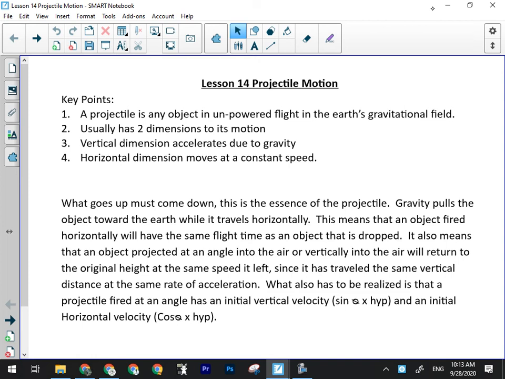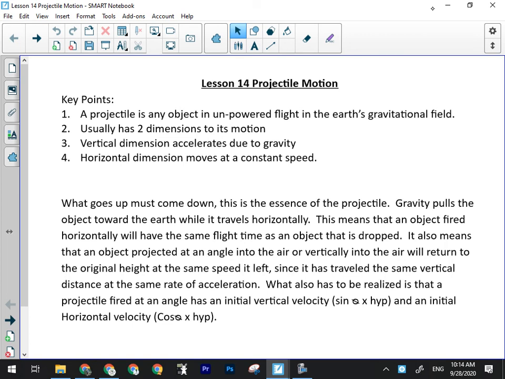All right, so for projectile motion, very simply, any object that is in unpowered flight in the Earth's gravitational field is a projectile. So basically any falling object, right? And that includes if I throw something straight up in the air, that's still a falling object, even if it's moving upwards. It's still falling because it's accelerating at negative 9.81 meters per second squared. Any object in unpowered flight is a projectile.